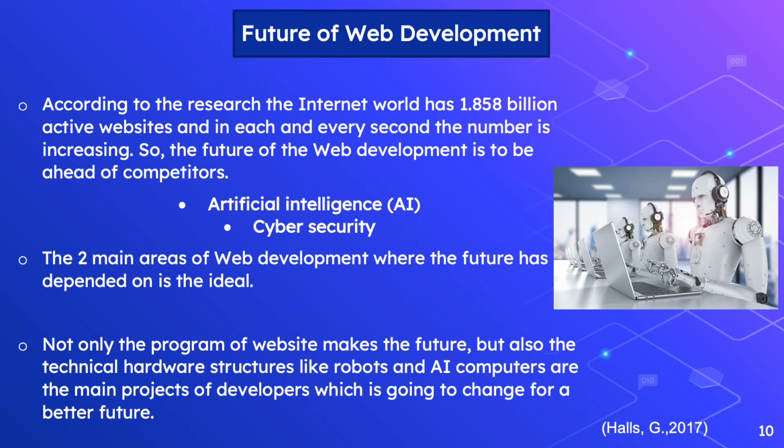Mainly artificial intelligence and cybersecurity. These are the two main areas of web development on which the future depends. Not only the programming of websites makes the future, but also technical hardware structures like robots and AI computers are the main projects of developers, which is going to change things for a better future.